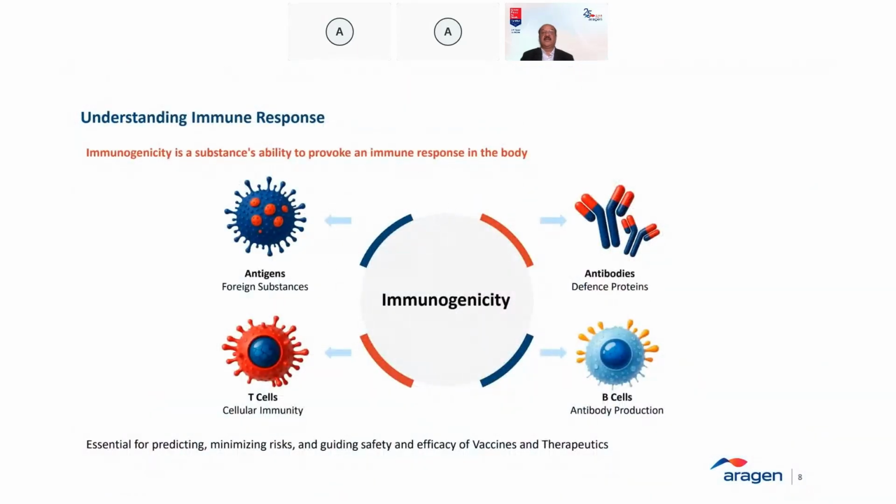To begin with, let's start understanding what is immunogenicity. Immunogenicity is a substance's ability to provoke an immune response in the study. A foreign molecule is called an antigen. This antigen interacts through various immune pathways and activates T cells and B cells, which lead to formation of antibodies, which support protection from the antigen. Immunogenicity is essential for predicting, minimizing risks, and guiding safety and efficacy of both vaccines as well as biotherapeutics.